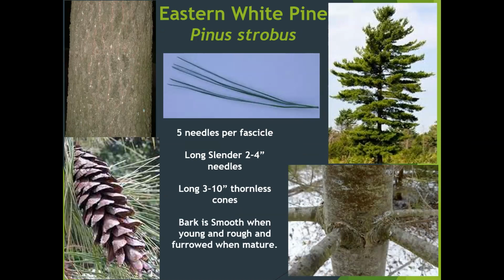If you want to go further than that, the needles are long, slender, 2 to 4 inches long. The cones are longer than they are wide, so they're much longer than other cones that you might see. And there's no thorns on them. They're a woody structure, so they're hard to grab onto, but there's no thorns that are going to spike you when you grab onto them. And when the trees are young, the bark is mostly smooth, but as it grows and develops, it starts to become more furrowed, rough, and rigid.